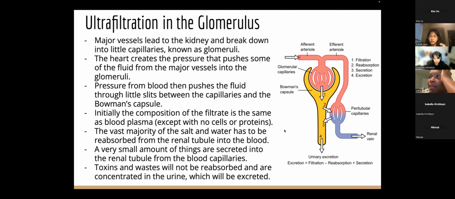The main goal of urine is to get rid of your toxins and waste, so those aren't going to be reabsorbed, and your kidneys want to concentrate those in your urine, which is why they end up being excreted, because you don't want to have toxin waste in your blood. But obviously, as I said before, the kidneys can control how much salt or water they want to keep in the urine. Overall, though, a majority of it is reabsorbed.